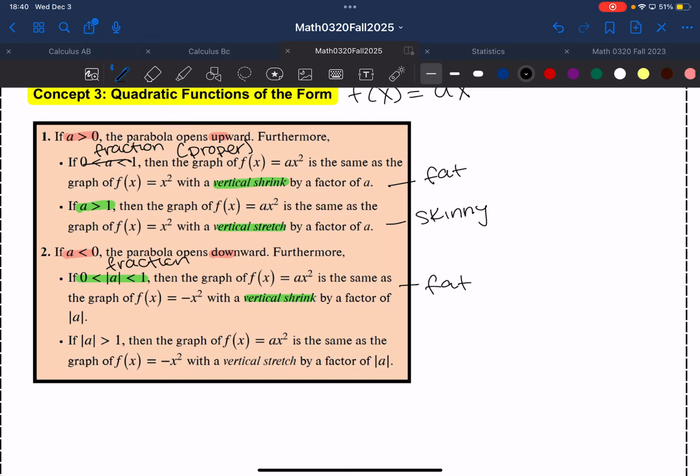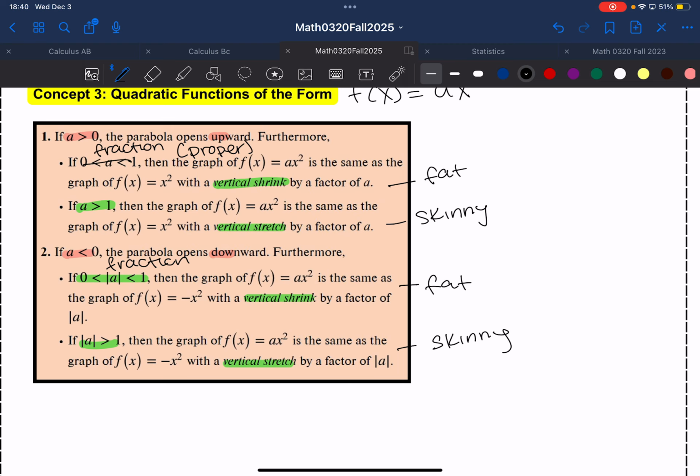And if our a value is greater than 1, and I know that sounds a little crazy because we just said a is negative, but what it's talking about is if you were just looking at the a value, regardless of whether it's negative or positive, if that a value is greater than 1, then we have a vertical stretch, which means skinny.